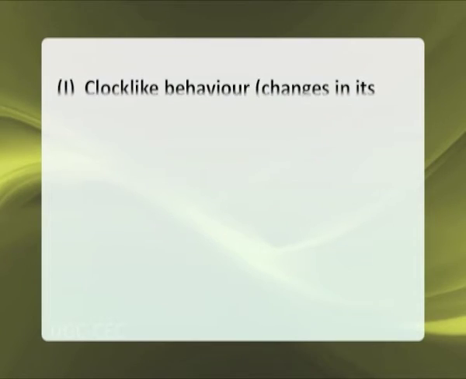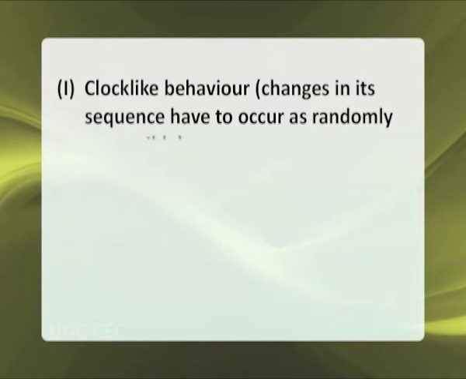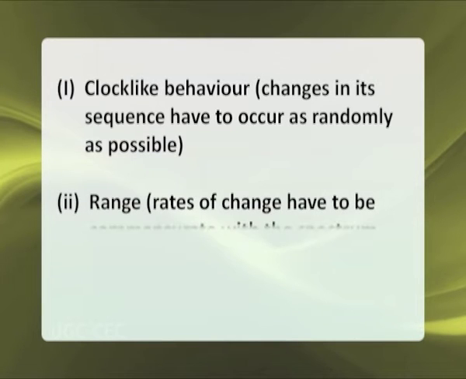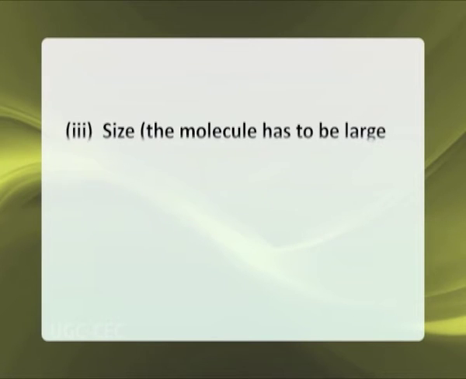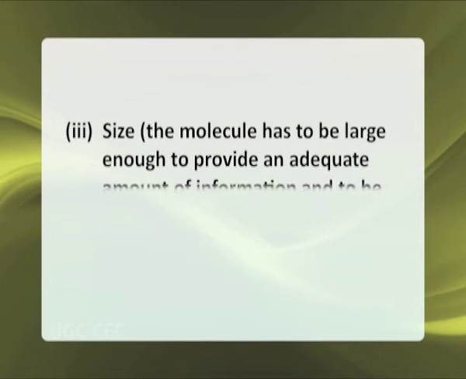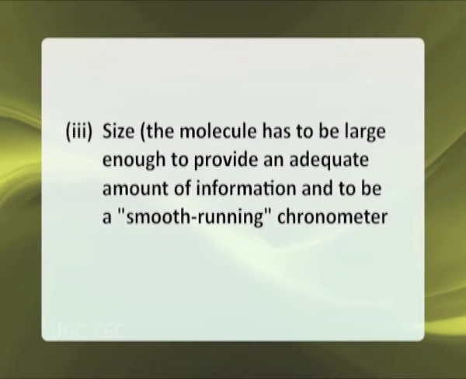All sequences are not of equal value in determining phylogenetic relationships. To be a useful chronometer, a molecule has to meet certain specifications. Firstly, clock-like behavior, that is, changes in its sequence have to occur as randomly as possible. Secondly, range, that is, rates of change have to be commensurate with the spectrum of evolutionary distances being measured. And lastly, size, the molecule has to be large enough to provide an adequate amount of information and to be a smooth running chronometer.